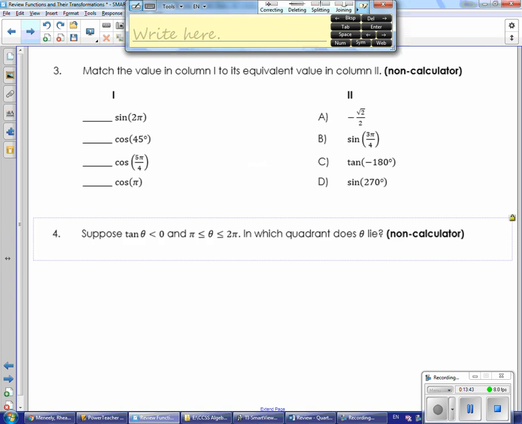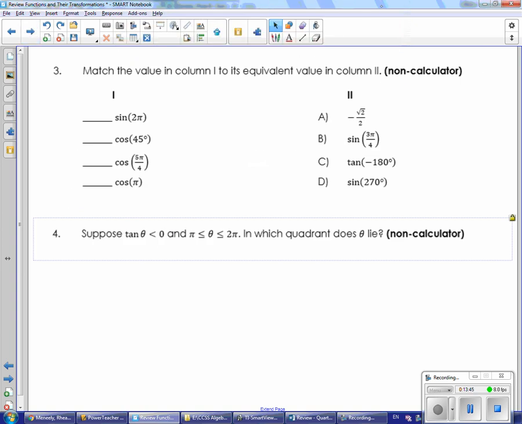Okay, in question number 3, this question is asking you to match the expressions in column 1 with the expressions in column 2. But in order to do that, you need to evaluate a bunch of different trig functions. So this is where it's really going to help to have a completed unit circle or a unit circle that you can refer to. So before I try to start matching things right away, I'm going to evaluate each one of these expressions. And that's what you're going to want to do on the assessment.